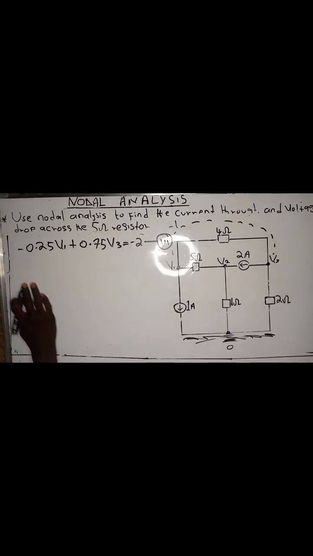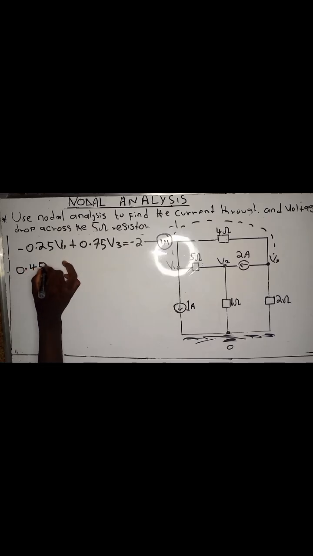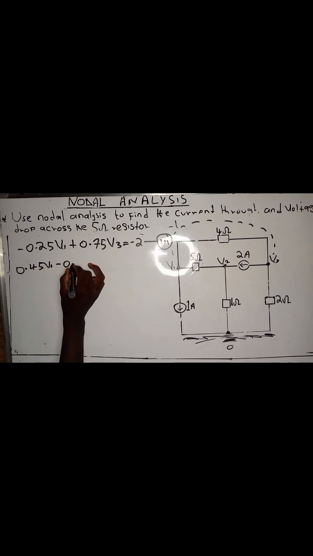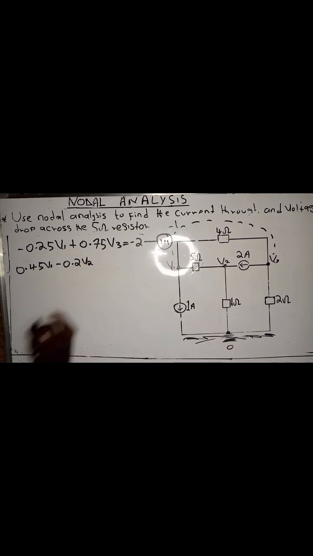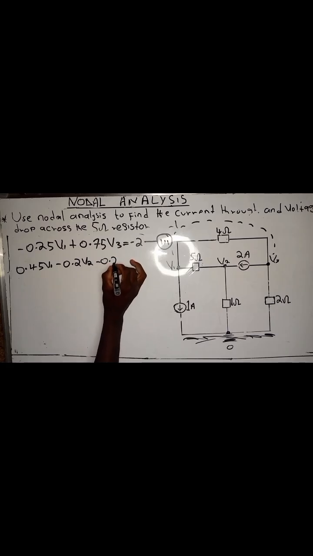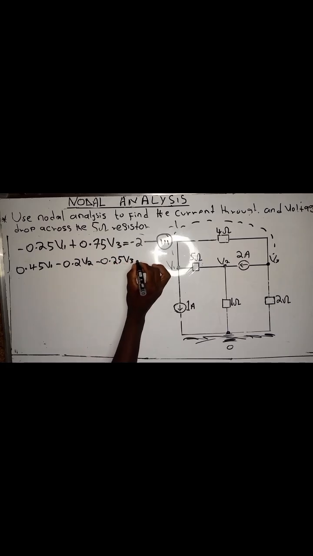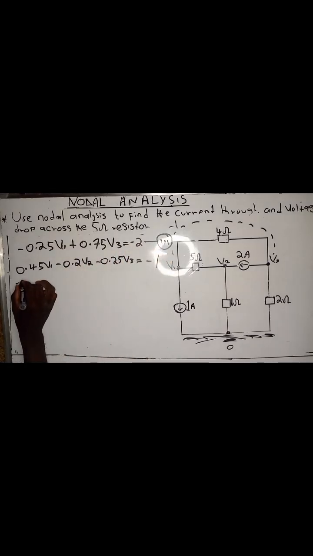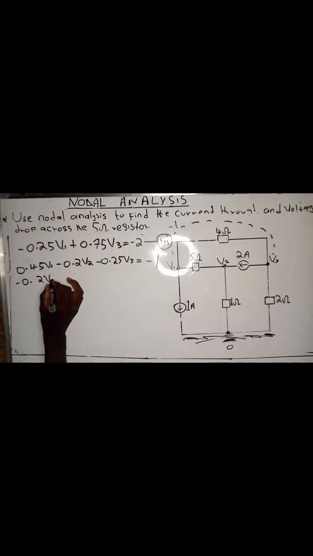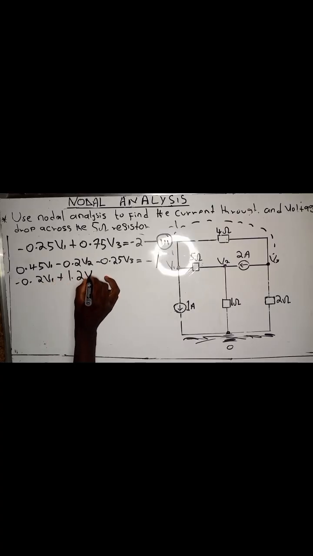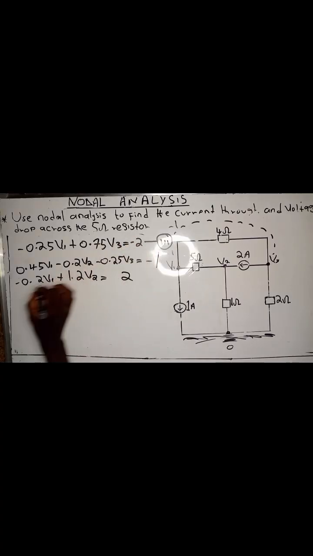So therefore, in the first equation, we have the value of 0.45 V1 minus 0.2 V2 minus 0.25 V3, which is equal to minus 1. This is the first equation. So therefore, you all know that here is the second equation, the second equation that we found, which is minus 0.2 V1 plus 1.2 V2, which is equal to 2. And this is my third equation.